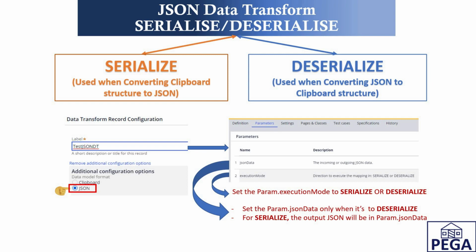Now how are you going to get it? It will be in the output after executing this data transform. Once it converts, after executing the data transform, you can see in the tracer that param.jsonData will have the newly converted JSON, and you can make use of that for your process. So that's all about it. Now without any further delay, let's get into practical mode and do some hands-on.